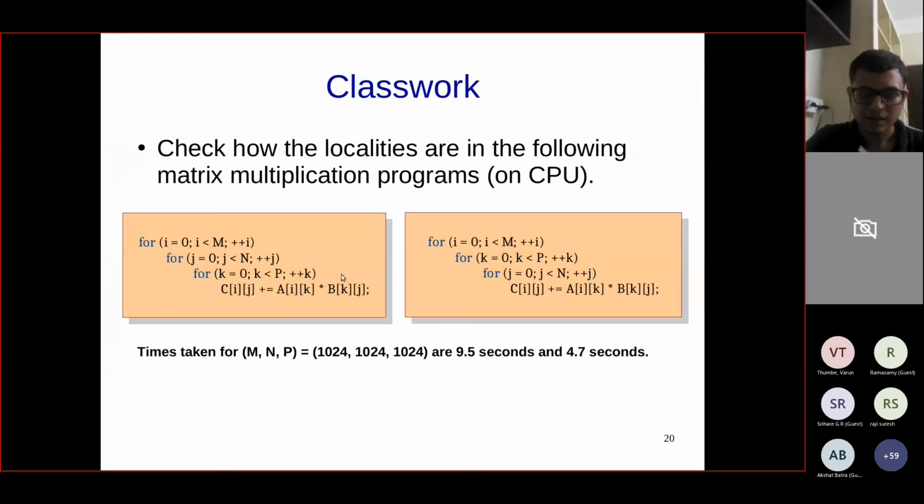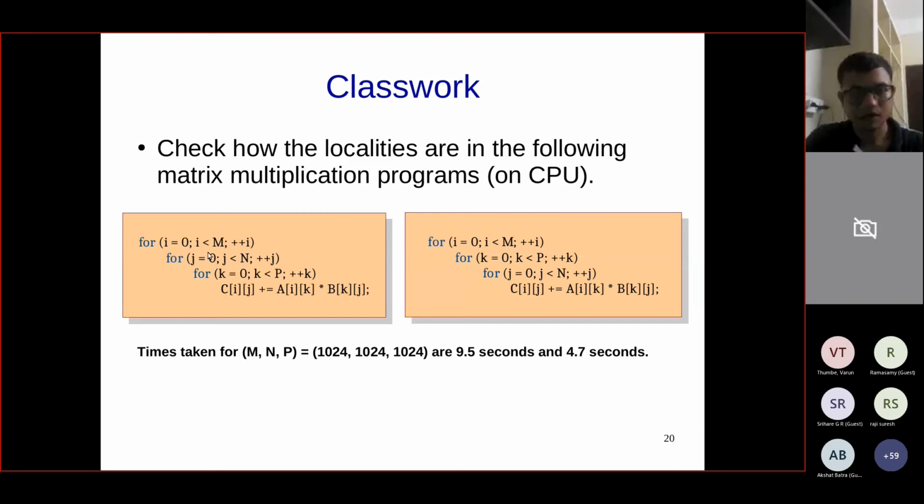So let us understand this again. Let us just focus on this BKJ. What is happening here? How is this being accessed? How is this matrix being traversed? Let us see. K is a very fast moving variable, right? Because it's the innermost loop, so it will run for each and every value of ij. So how are we accessing this B matrix?